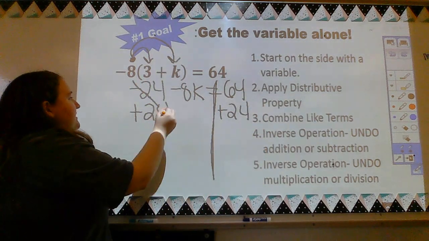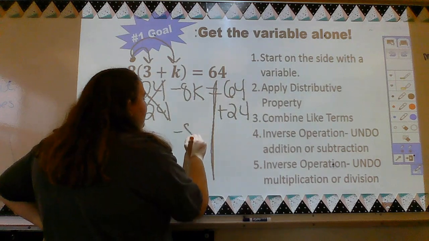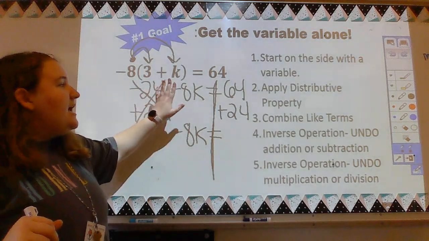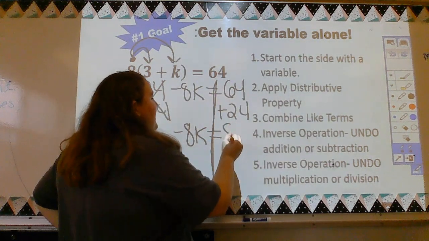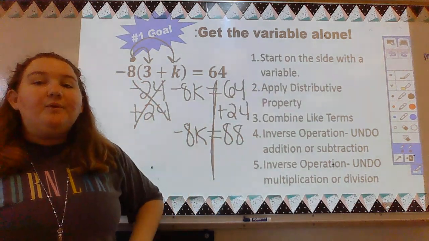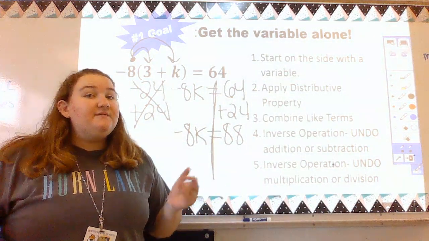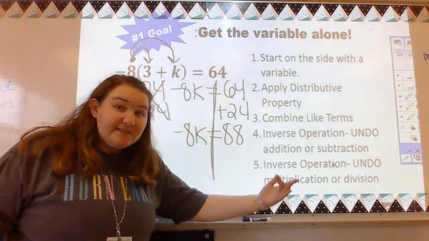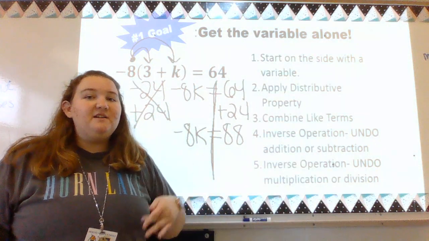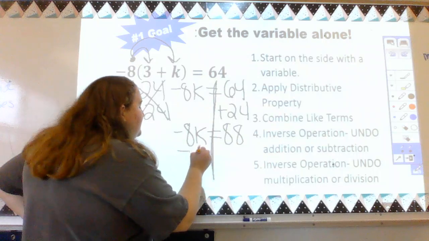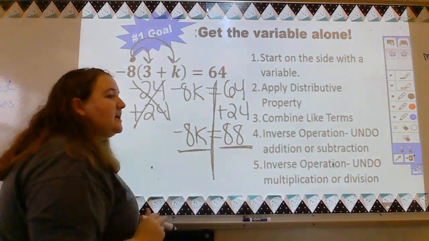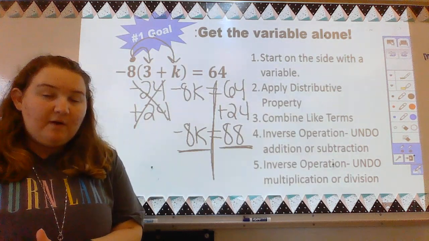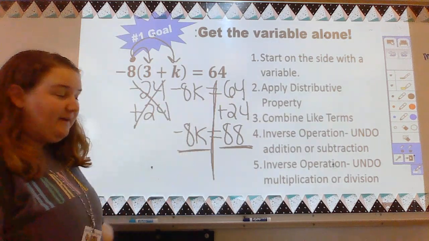Now, this cancels and leaves me with 0, so I bring down negative 8k. Okay, it cancels, it leaves me with 0. And then I'm going to do 64 plus 24, which is 88. Okay, now I'm going to undo multiplication or division. Negative 8k is the same thing as negative 8 times k. Times is multiplication. The opposite of multiplication is division. So I'm going to divide on both sides. Remember, divide by whatever is stuck to or smushed to your letter. Okay? So I'm dividing here by negative 8.